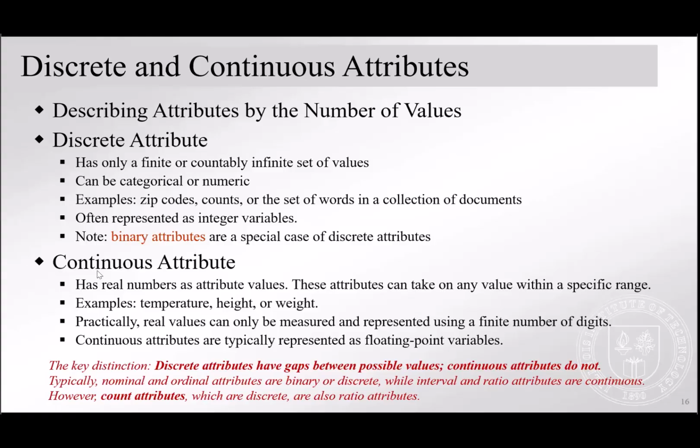Now, a continuous attribute has real numbers as attribute values. These attributes can take on any value within a specific range. Examples include temperature, which can be 20 degrees, 20.1, 20.01, and so on. Height, where there is an infinite number of possible heights between any two measurements. Weight, similarly, can be measured with increased precision.